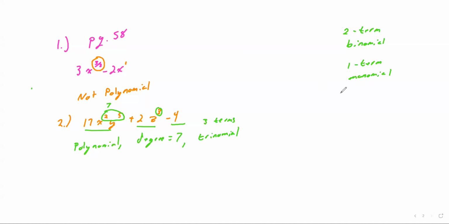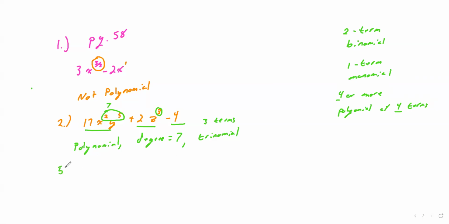If it's 4 or more, we just simply say polynomial of 4 terms, or whatever the number of terms is. So if it was 5, then it would be 5. If 6, it would be 6 terms. We don't have any fancy names after that. Let's look at another one.